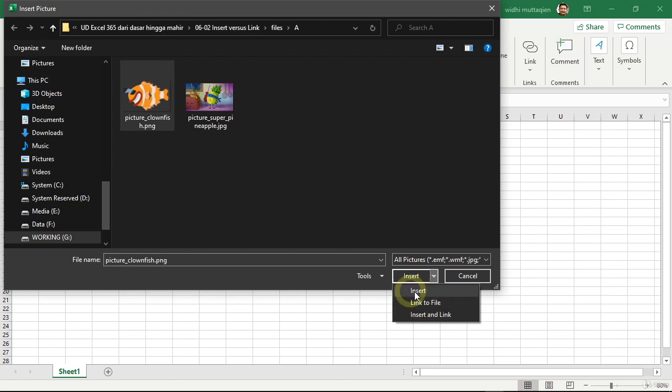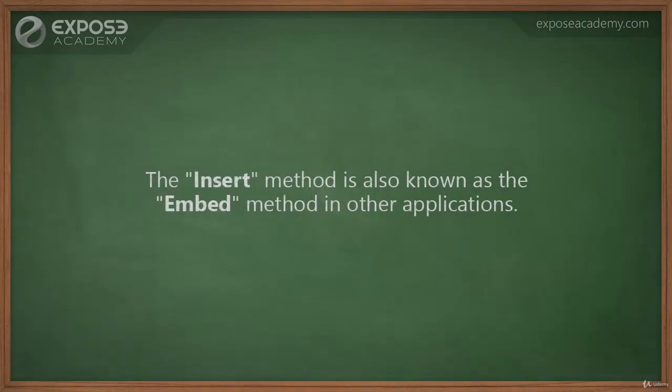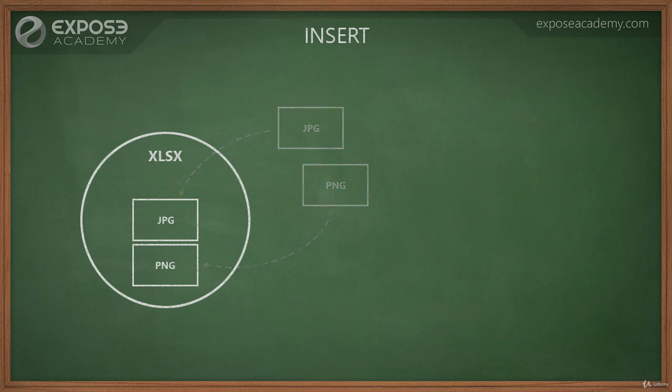Let's first discuss the insert method, which is the default method for importing images. This is the method that we used in a previous lesson. In other applications, this insert method is also known as embed. Essentially, the data of the image file that you import will be stored inside the Excel file. The consequence is that the file size will be larger than before. This is the downside of the insert method.